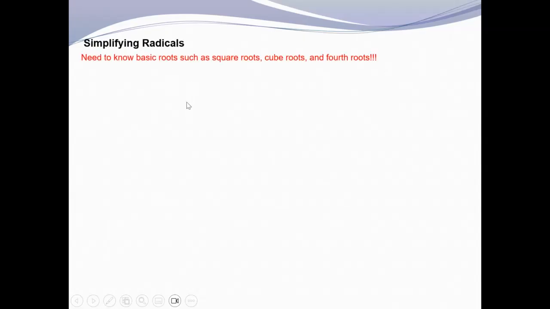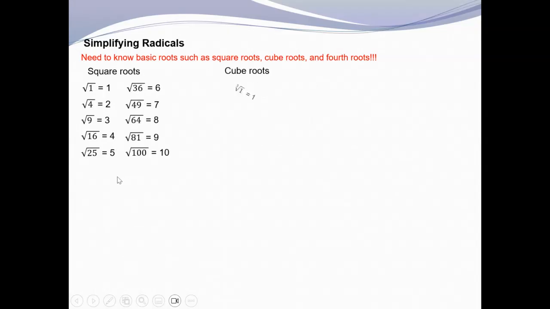Okay, now simplifying radicals. Before we simplify radicals, radicals are different roots. For example, it could be square root, cube root, fourth root, fifth root, and so forth. Before we simplify these, you have to know basic stuff. You have to know basic square roots. For example, the square root of 1 is equal to 1. The square root of 4 is 2. The square root of 9 is 3, and so forth. At least know all the way to 12, or at least 10 to 100.